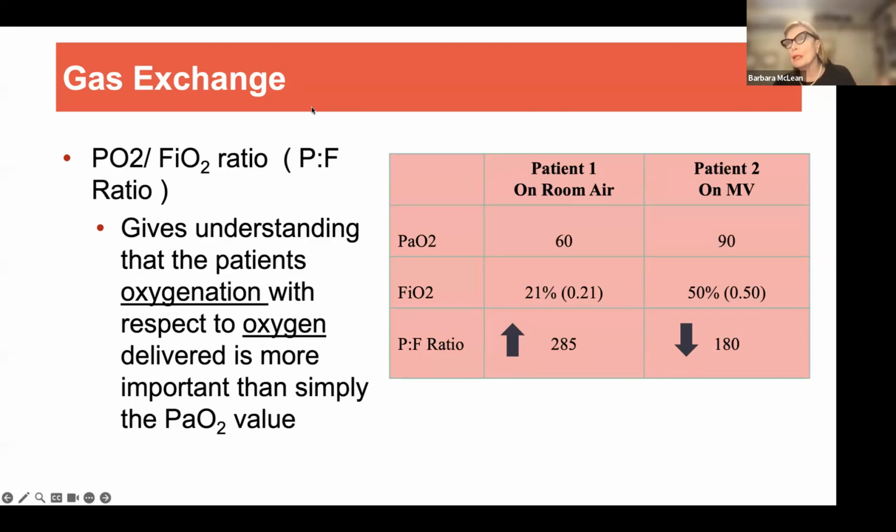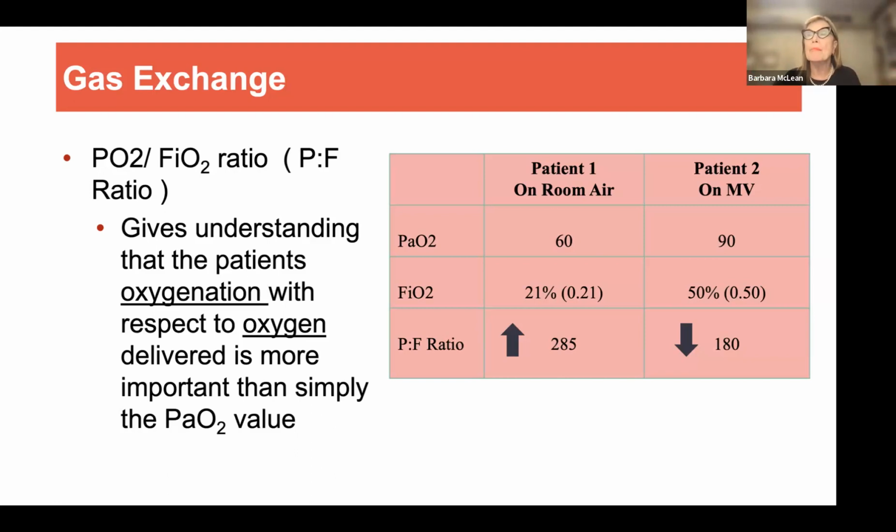Now, remember, I've said to you, really, you measure this on an intubated patient, but just for this example, we're looking at a patient who is on room air, that's 21 or 0.21, and their PaO2 is 60. So we take 60 and divide it by 0.21. That equals a P to F ratio of 285. Now, we always would like to see a P to F greater than 250. And in critical patients, anything less than 150 is really, really concerning to us. So although their PaO2 might be 100, if they're on an FiO2 of 100%, that's 1.0, that's a P to F of 100.